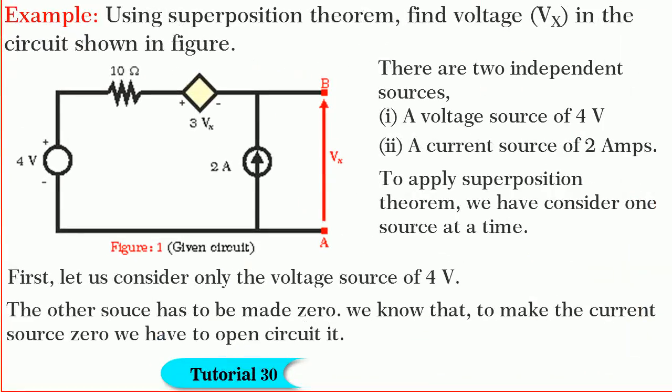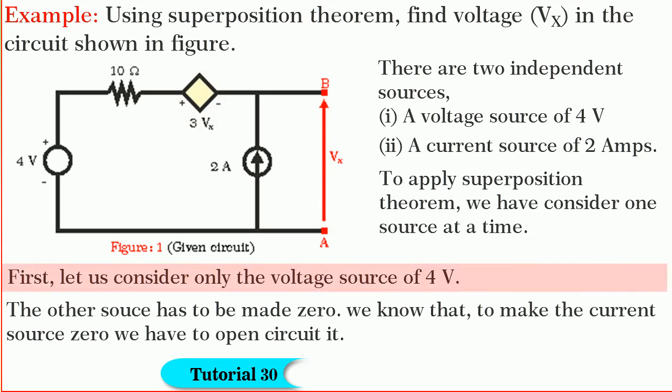Friends, now let us solve a very simple but tricky problem to find Vx using superposition theorem. Observe the network carefully. There are two independent sources, one of 4 volts and the other of 2 amperes. Also observe that there is one voltage controlled voltage source of 3 Vx volts, which is dependent on Vx, which is the voltage across A and B.